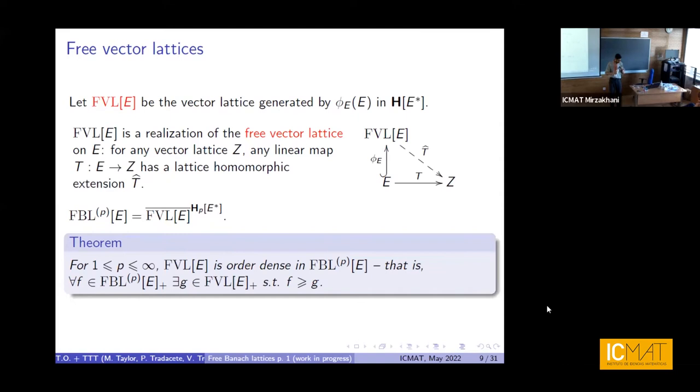And for free vector lattices, E is a Banach lattice? In this talk, E is a Banach space, but you can define the free vector lattices on a general normed space. Now, of course, if in general you work with normed spaces, then the target will also have to be a normed lattice. So in this more general setting, the theory will probably have to be adjusted somehow.